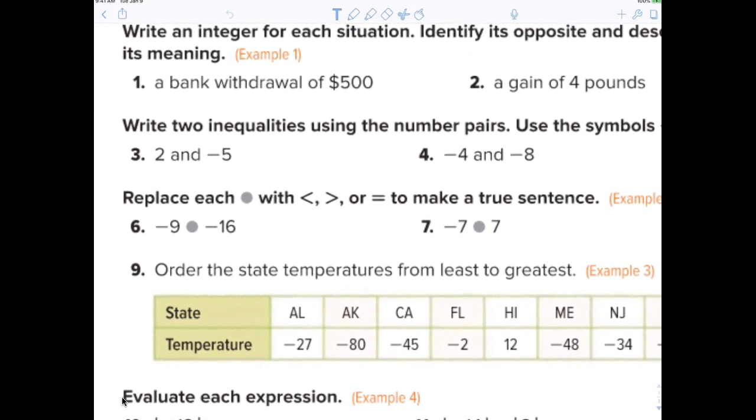If I withdraw money from the bank, are you adding it or subtracting it? What do you think? So on this one right here, we would just say what? Minus 500.